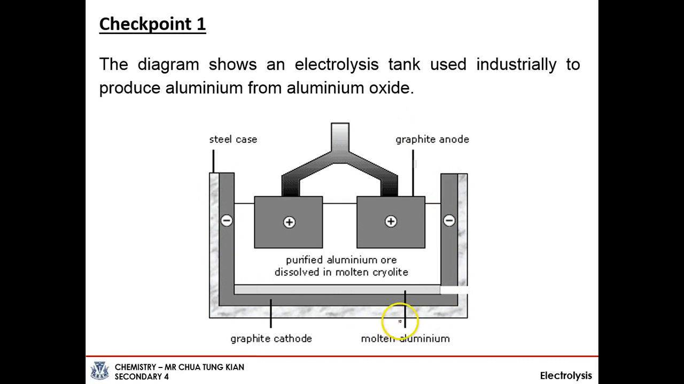So molten aluminum is here. So by its position at the bottom of the electrolysis tank, it means that molten aluminum is more dense, is denser than the stuff here. So it sinks and it is extracted from this point here. Okay, so let's attempt the questions.